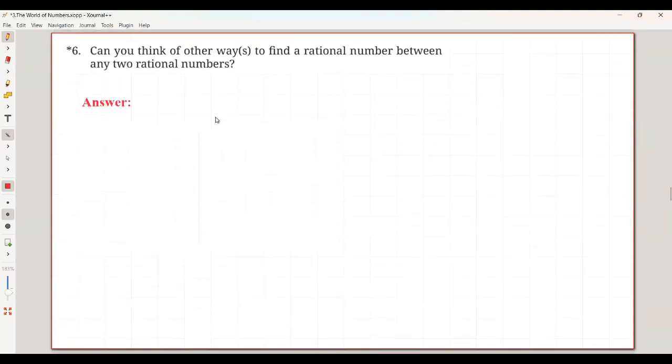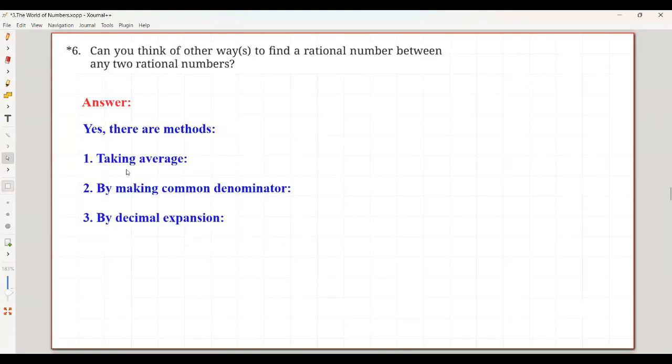Question number 6. Can you think of other ways to find rational numbers between any two rational numbers? We have just learned a few methods. They are asking what other methods there are. Yes, there are methods. One is taking the average, which we just learned. The next one is by taking a common denominator, so we make the denominators the same, and then we can find as many rational numbers as we need. The third one is by decimal expansion. So we have three methods. Okay, fine. Up to this, exercise 3.4 is completed.